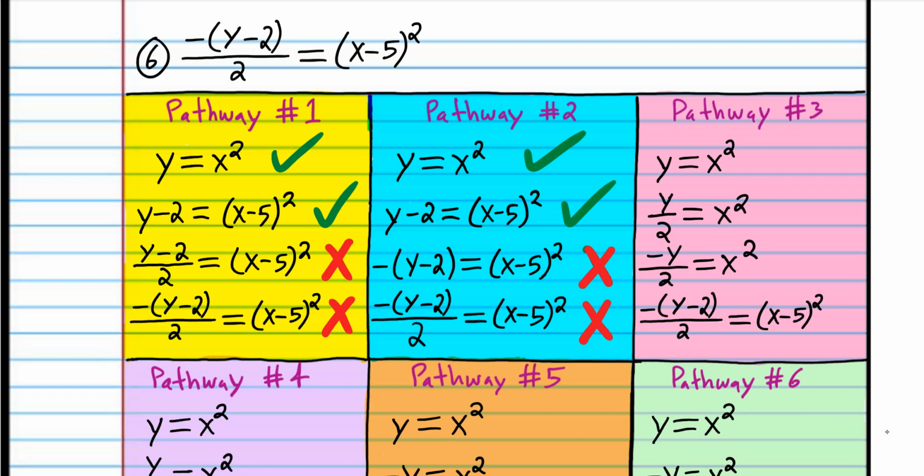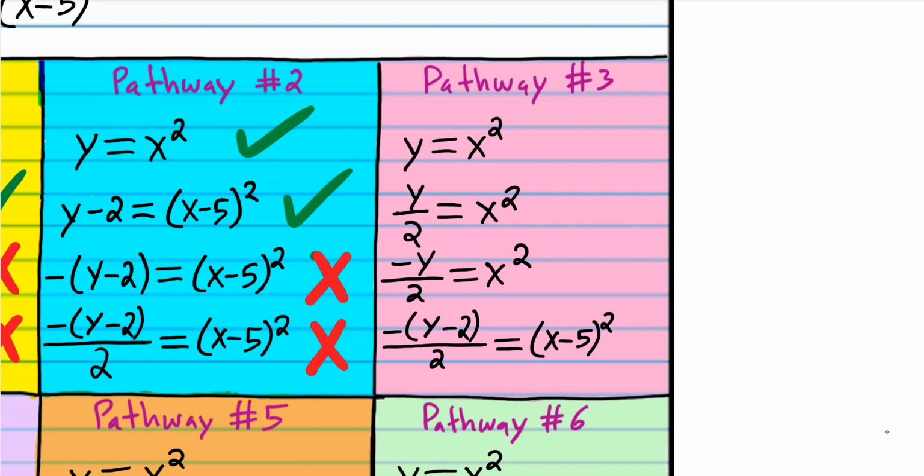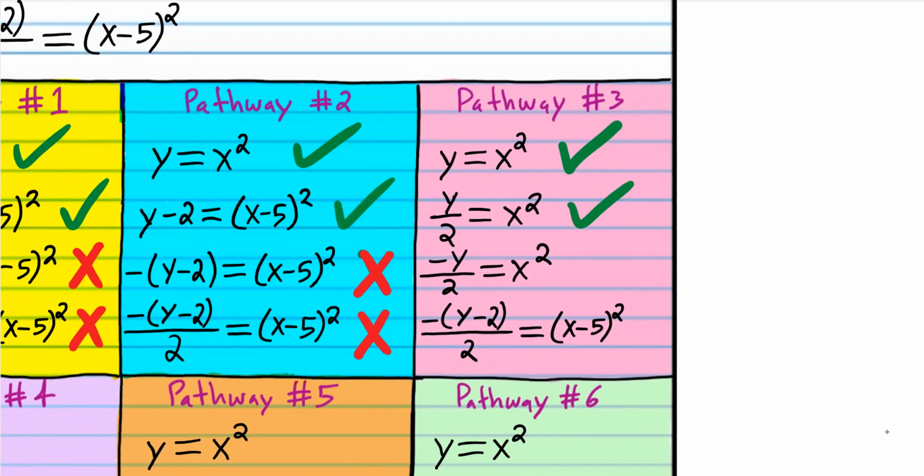So let's try pathway number 3. So we have our parent equation, and sorry, my computer's going slow. Then we replace y with y over 2. That tells us to multiply all the y values by 2. Then we're going to replace y with negative y. That tells us to reflect across the x-axis. So the transformation properties tell us what to do in every one of those situations.